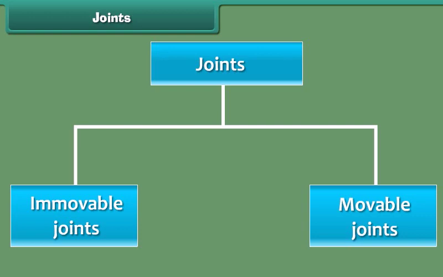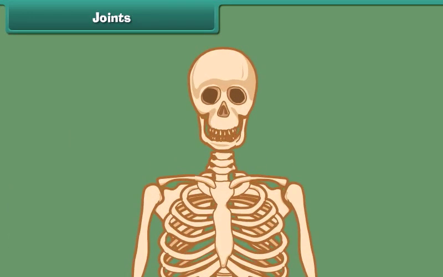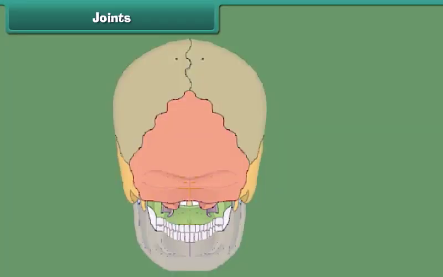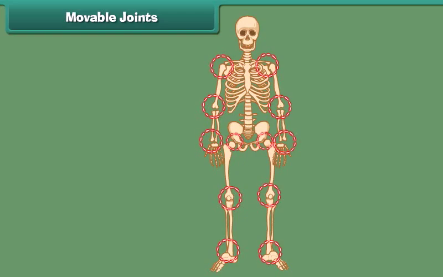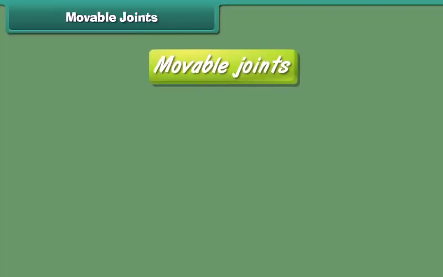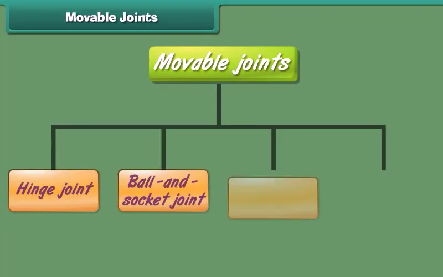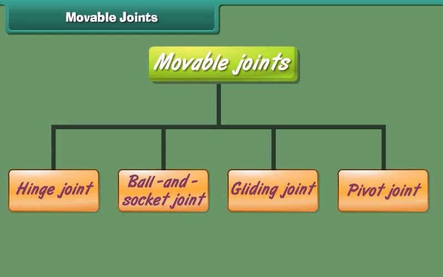Let us first discuss what immovable joints are. Immovable joints are the joints where no movement of the bones is possible. The joints of the bones of the skull are immovable joints. Most movable joints allow free movement of the body parts, whereas in some joints only a little movement is possible. Movable joints are grouped into 4 types on the basis of movement. Come, let us discuss each type in detail.